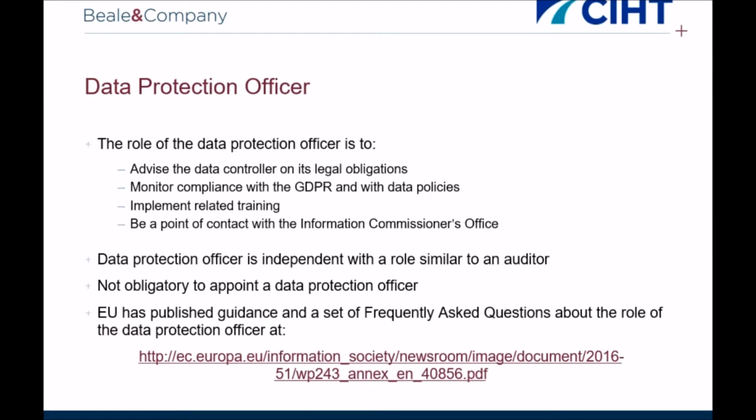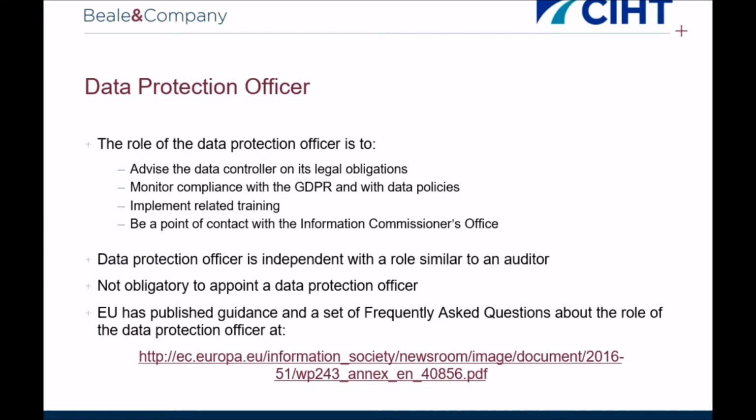The role of a data protection officer is to advise the data controller of its legal obligations. It's to monitor compliance with the GDPR and with data policies and related training, and to be a point of contact for the regulator, so the point of contact for the ICO. A data protection officer is independent, with a position in some way analogous to an auditor. Data protection officers may be employees, contractors, or outside consultants.